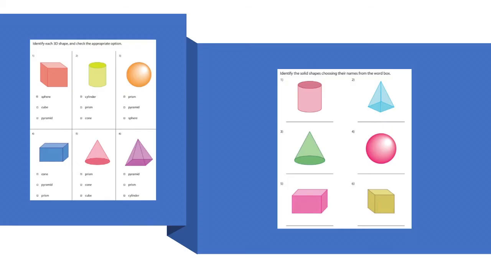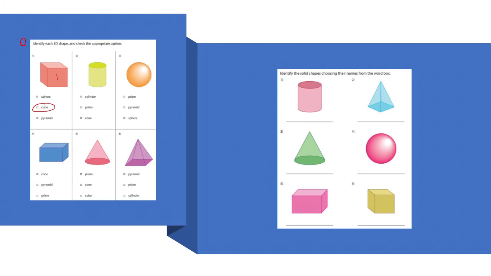Okay, let's move on. We have a small exercise here. Let's start with this question first. The question says: identify each 3D shape and check the appropriate option. They have given the shape, so you just have to see which shape it is. For number 1, what do we have? Is it a cube or a pyramid? It's a cube, right? So that's our answer.